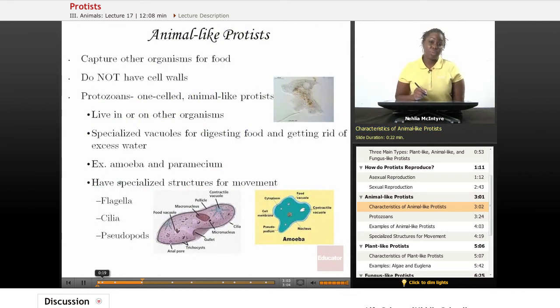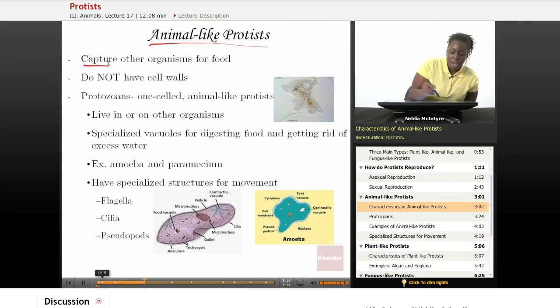Now let's discuss the three groups of protists. Let's start with the animal-like protists. They have similar characteristics to animals. They must capture other organisms for food. They can't make their own food. They have to use their environment in order to capture their food.